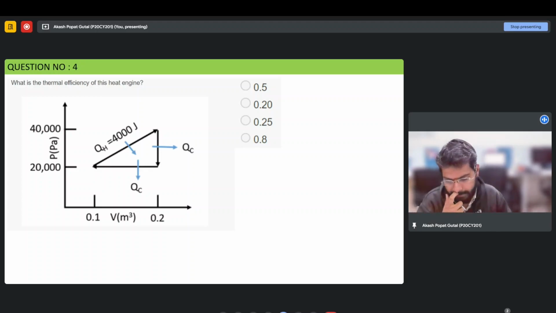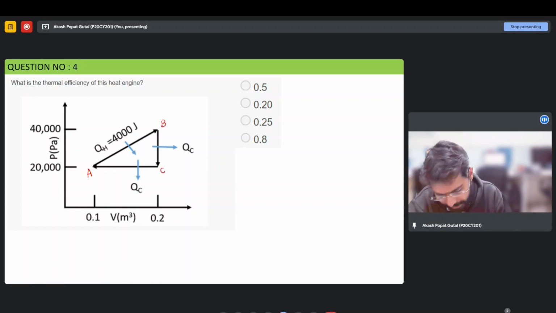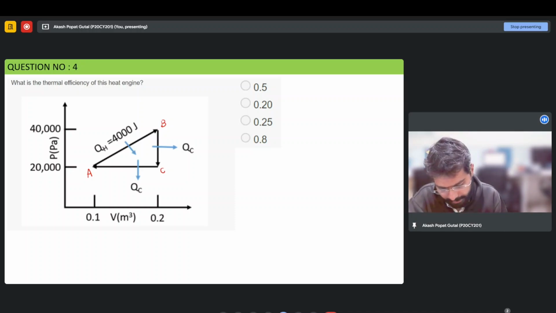So we are asked about the thermal efficiency. First, read the diagram. What processes are happening. Suppose let's give names to the points. This is point A, point B, point C. And as you can see, A to B, we are having a process in which the expansion is happening, but pressure and volume, nothing is constant. Both are variable. We don't know, but P and V both are not constant. These are variable.